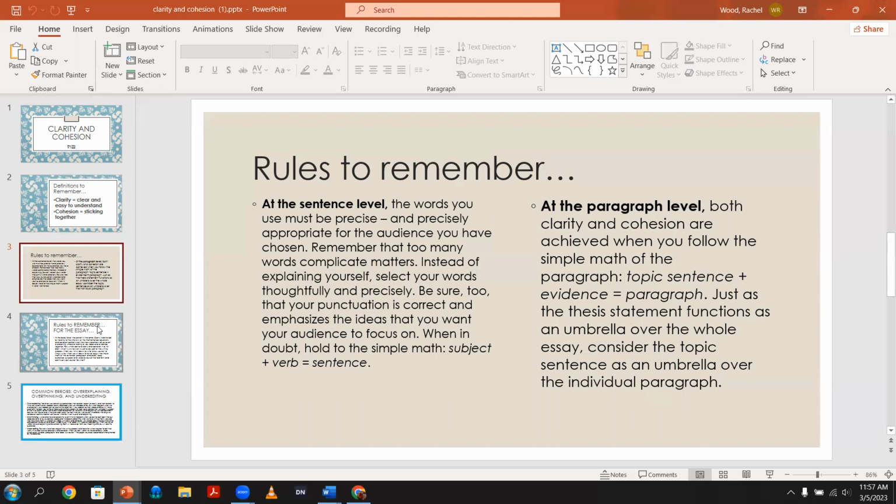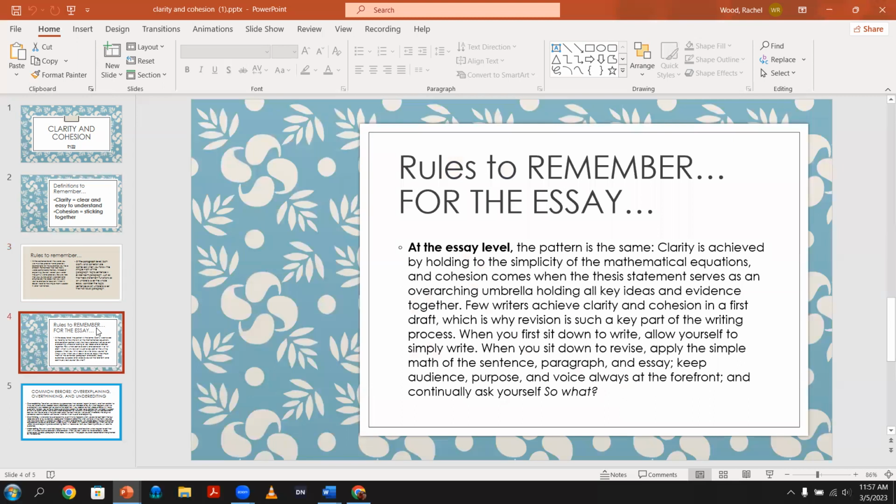So as you begin to develop and write your essay, I know a lot of you like to work ahead. At the essay level, the pattern is the same. Clarity is achieved by holding to the simplicity of the mathematical equations, and cohesion comes when the thesis statement serves as an overarching umbrella, and it holds all the key ideas and evidence together. Few writers achieve clarity and cohesion in a first draft. Do not expect perfection the first time you write. That's why revision is important.